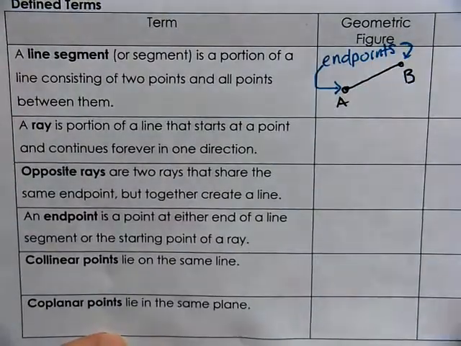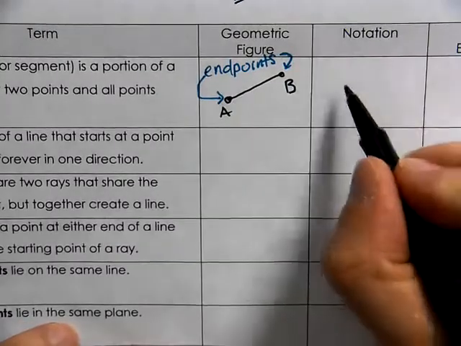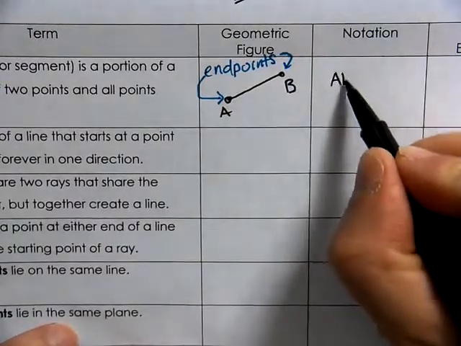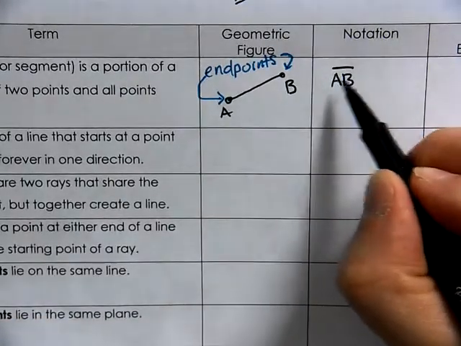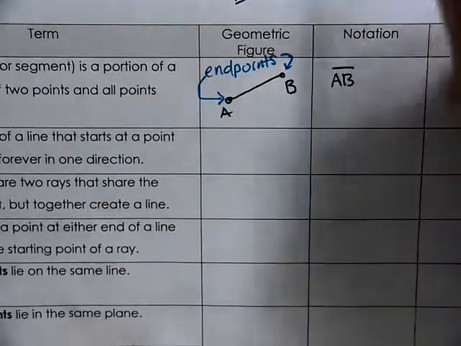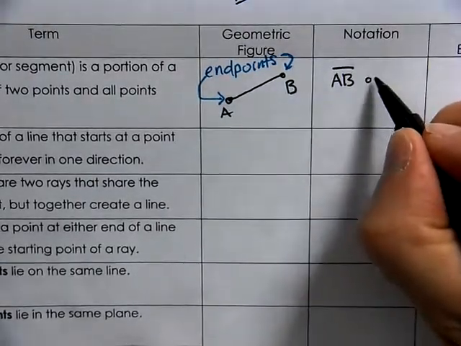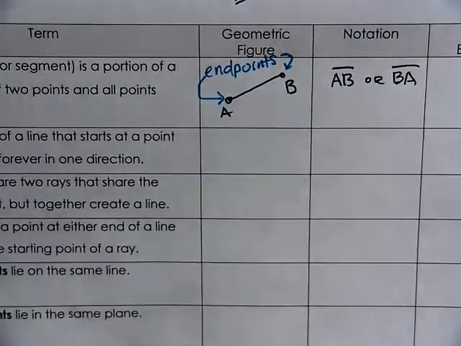Alright, so the endpoints are then what we use in naming this segment. So this is called segment AB. So we put a little dash above the letter A and B. Again, we don't use arrows because arrows would communicate that it was a line. And again, we can go forwards or backwards. So we could call this segment BA.